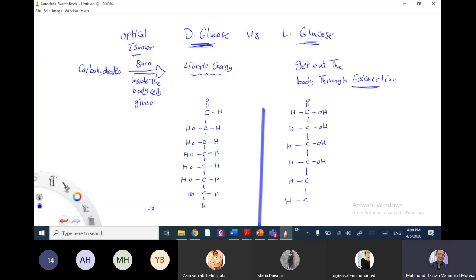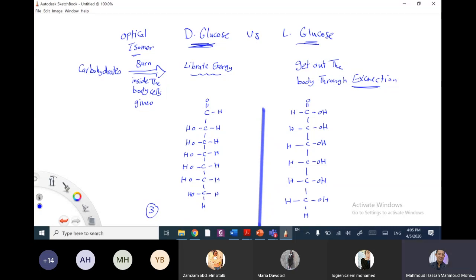This is slide number 3. This represents the D-glucose that's used to liberate the energy, and the L is not used by the body. So the optical isomers are used in the medical field. Sometimes it's used inside the carbohydrates or protein inside your body. Sometimes we can find uses for it. In other times, there is no use for this compound.